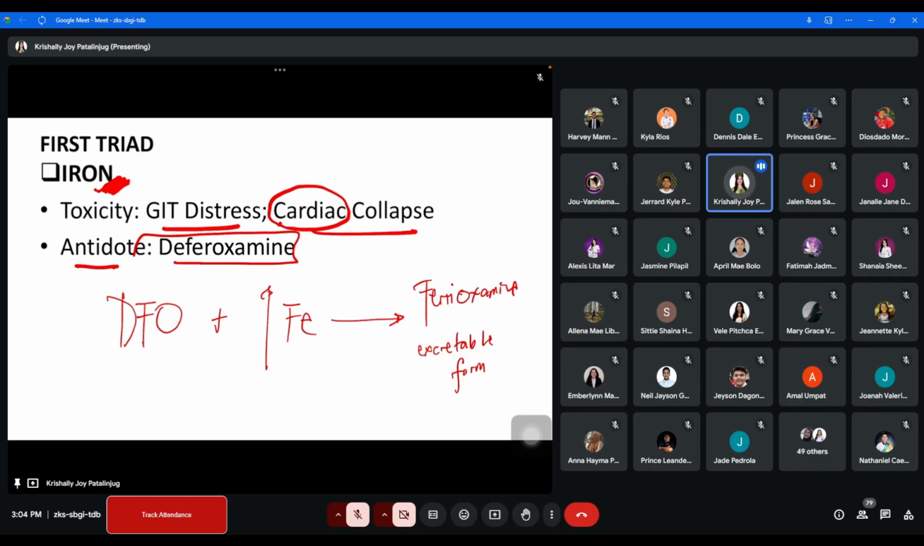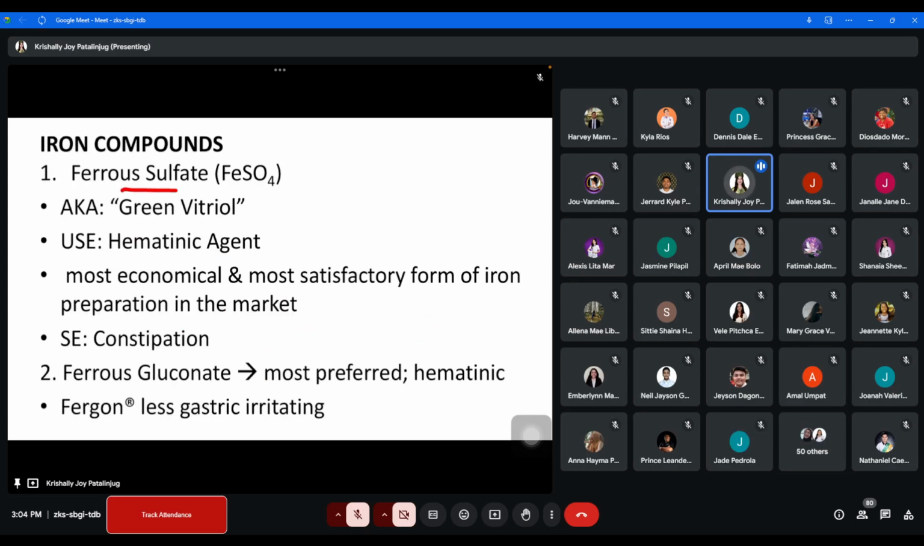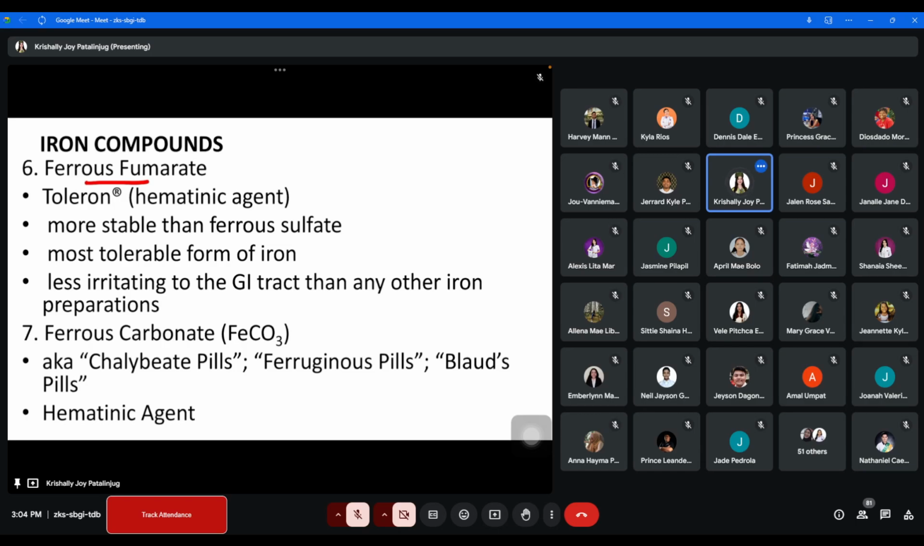Okay, for the compounds of iron, mainly for hematinic sila na purposes to enhance the red blood cell production. Example, ferrous sulfate, also known as green vitriol, hematinic agent, the most economical, satisfactory form of iron. Side effect, constipation. Ferrous gluconate, most preferred na form ng iron as hematinic agent, is available under the brand Fergon, less gastric irritating. Another is ferrous fumarate, another hematinic agent siya. Most stable than ferrous sulfate, less irritating siya with GI tract.